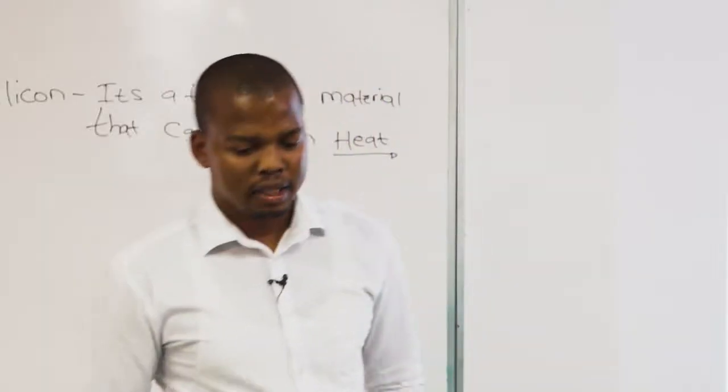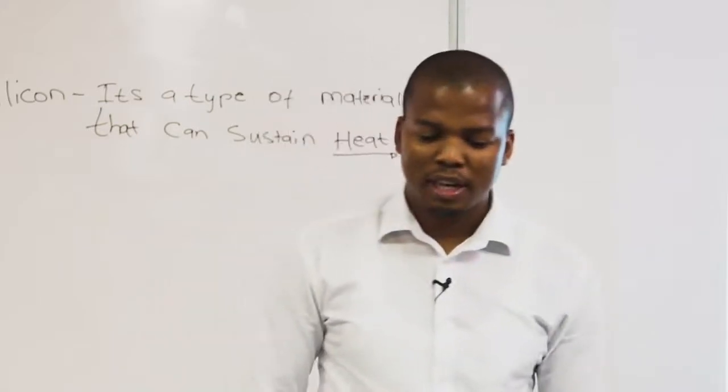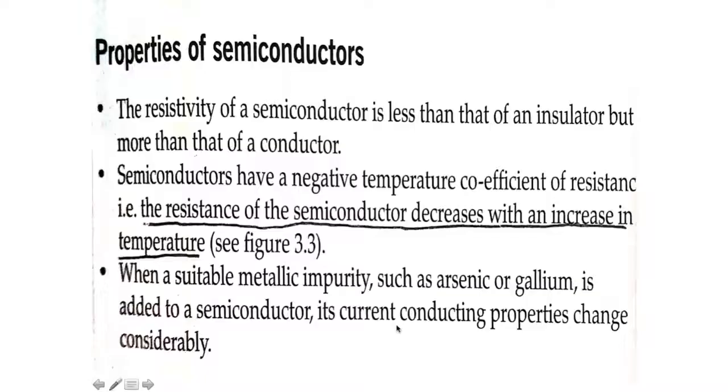Just like any other electronic devices, semiconductors have properties. Properties of a semiconductor. The resistivity of a semiconductor is less than that of an insulator, but more than that of a conductor. Semiconductors have a negative temperature coefficient of resistance. That means the resistance of a semiconductor decreases with an increase in temperature.